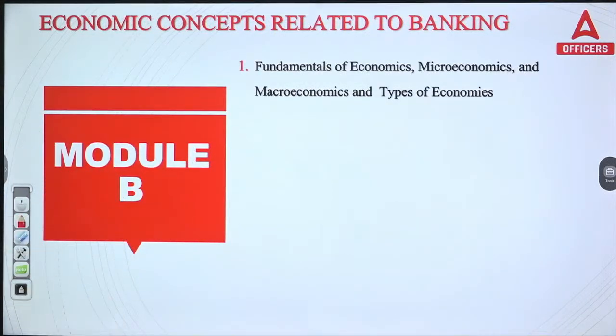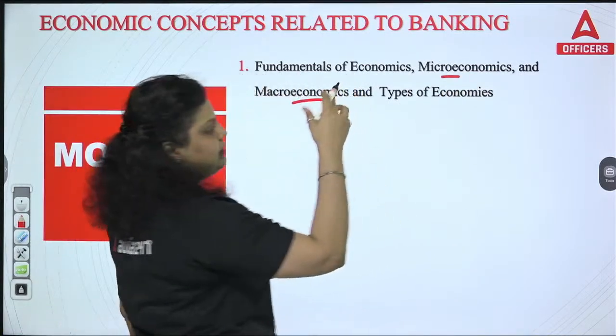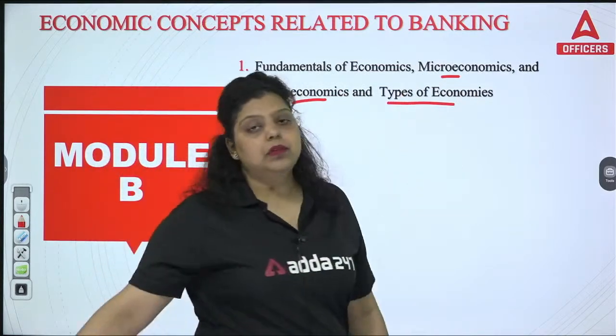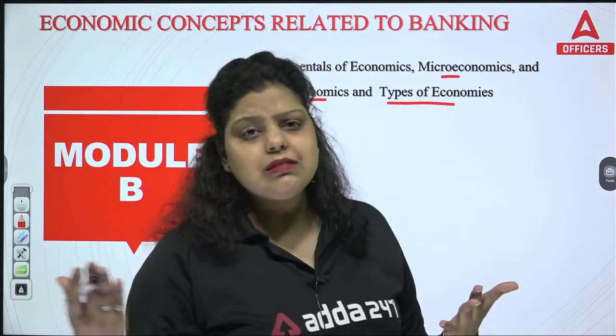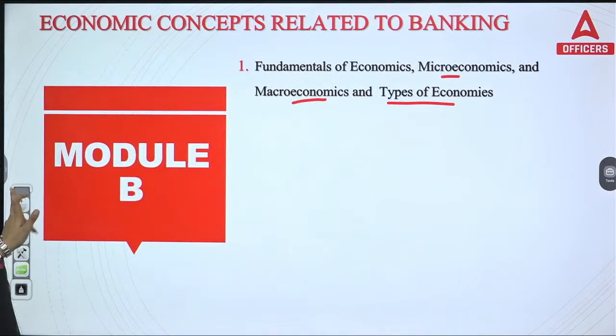Now, in module B, the fundamentals of economics, like microeconomics and macroeconomics, these are the branches of economics. If I talk about types of economic systems: capitalistic, socialistic, and mixed economic system. These are the systems we have to cover, like how the economy works.